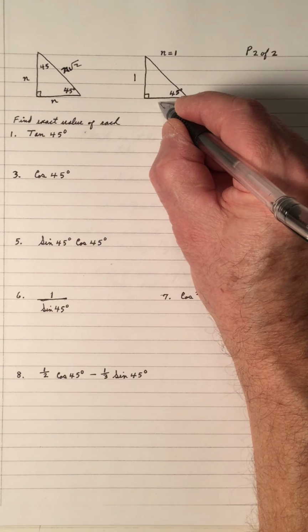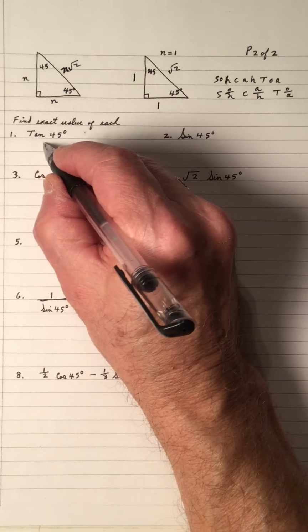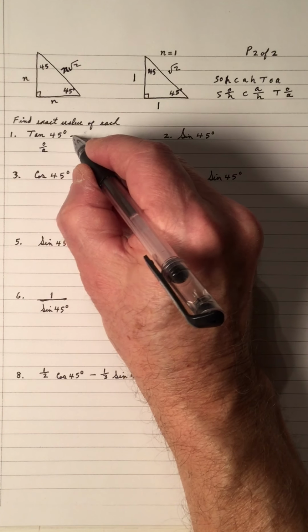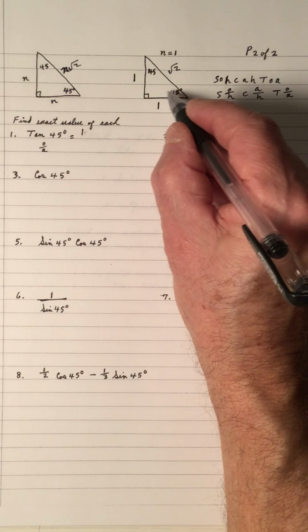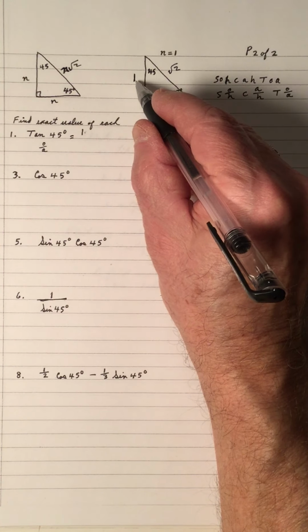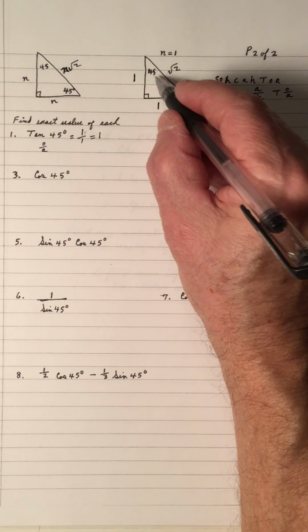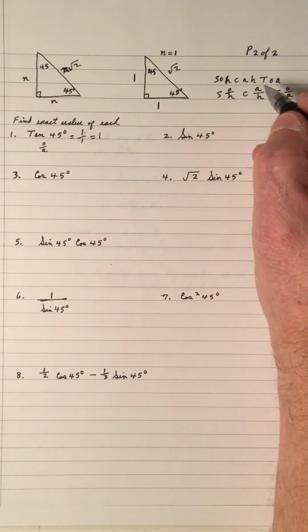So the tan of 45 degrees. Tan is opposite over adjacent. The opposite of 45 is 1, the adjacent to 45 is 1. So the tan of 45 is 1. It makes no difference which angle you pick, you get 1 over 1.